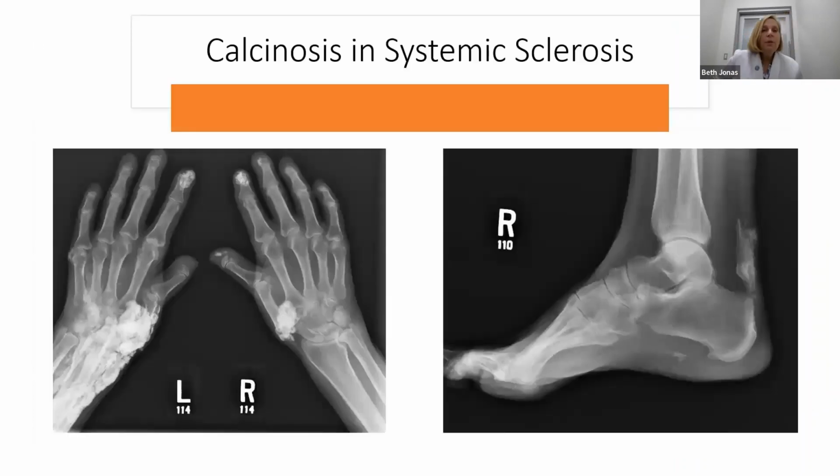So other things that we're going to see in rheumatology that cause calcinosis include systemic sclerosis, and this is a really impressive example. This is a patient with systemic sclerosis who has tremendous calcification in multiple digits in the soft tissue and the Achilles tendon, even on the plantar surfaces of the foot. So systemic sclerosis can cause calcinosis. You can see this also in dermatomyositis.